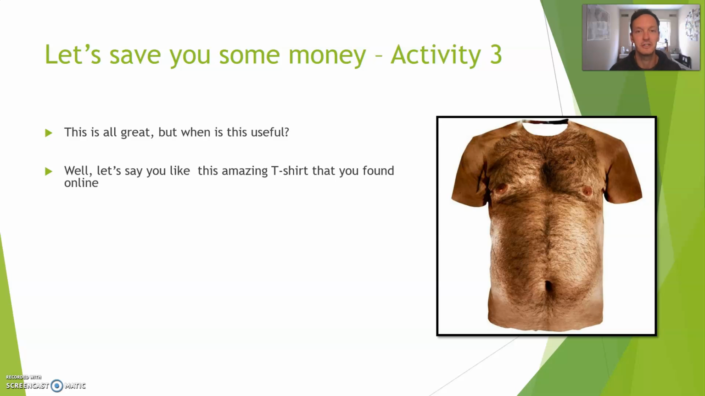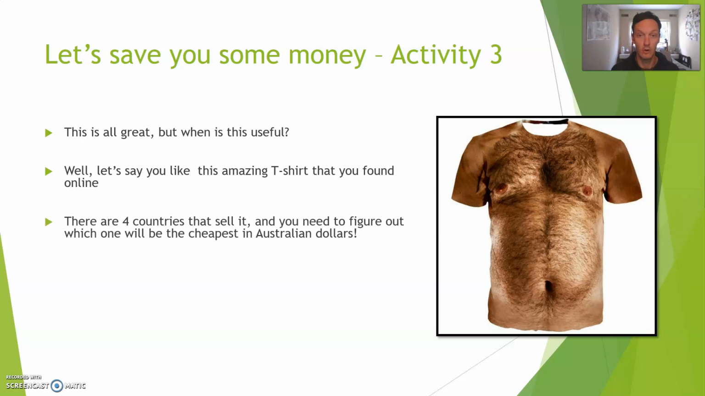So you found this amazing t-shirt online and you want to buy it for some reason. There are 4 countries that sell this shirt, and only 4 countries. You need to figure out which one is going to be cheaper in Australian dollars. Now, before we go on, the first thing you've got to figure out is which currency is going to go first in that division. Can you remember which one goes first, and which one do we know? We know how much this shirt is going to be in the overseas currencies.